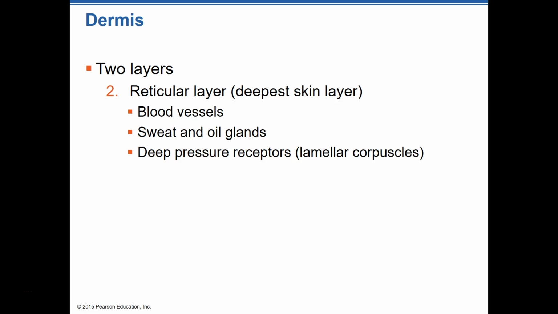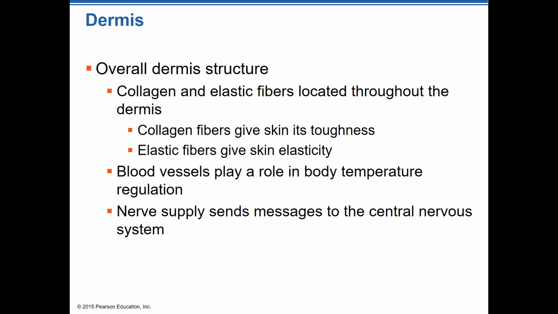The second layer of the dermis is the reticular layer. It's the deepest layer. It has the blood vessels, sweat glands, oil glands, pressure receptors. I believe hair follicles and all that stuff are in that particular layer. In the overall structure of the dermis, there are collagen and elastin fibers located throughout it. It gives us toughness and elasticity.